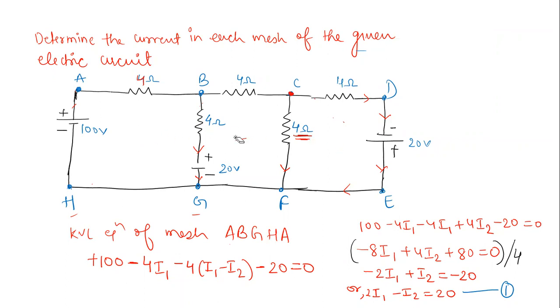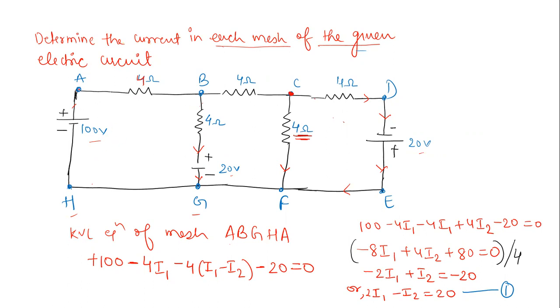So these three meshes will give us three algebraic equations in terms of the unknown parameters, and the unknown parameters in this are basically the mesh currents. And as per the statement of the question also, we have to determine the mesh current in each mesh of the given circuit, right? So there are three voltage sources connected here, and then we have resistances connected here.